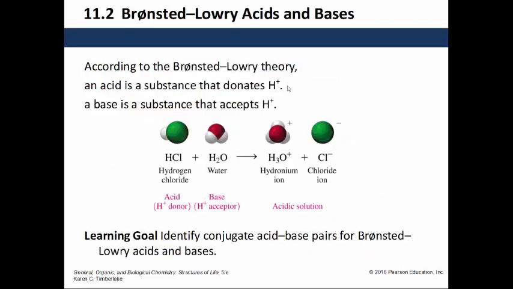Alright, next we'll move on to a different type of acid and base. These are the Brønsted-Lowry acids and bases. Now, according to this theory, an acid is a substance that will donate a hydrogen ion, H+, and a base is a substance that will accept a hydrogen ion. So this example here, hydrogen chloride, adding water to that, you get hydronium ion, H3O+, and also chloride ion. So in this reaction, the hydrogen chloride will be considered the acid because it is donating the hydrogen to join up with water to form hydronium ion. And then the base would be the water. It is accepting the hydrogen ion in this example.